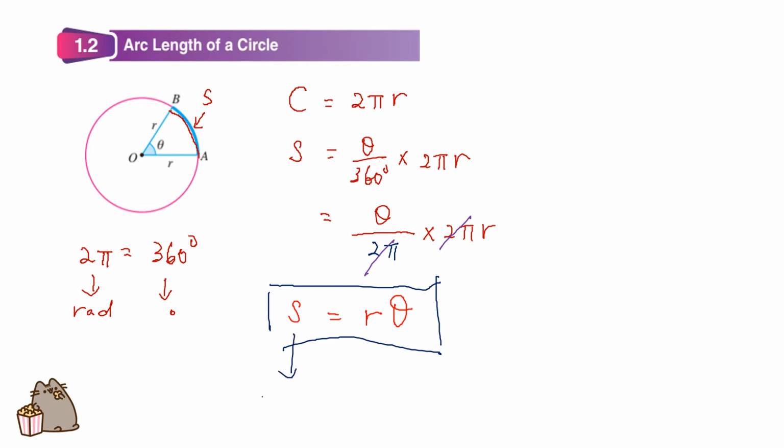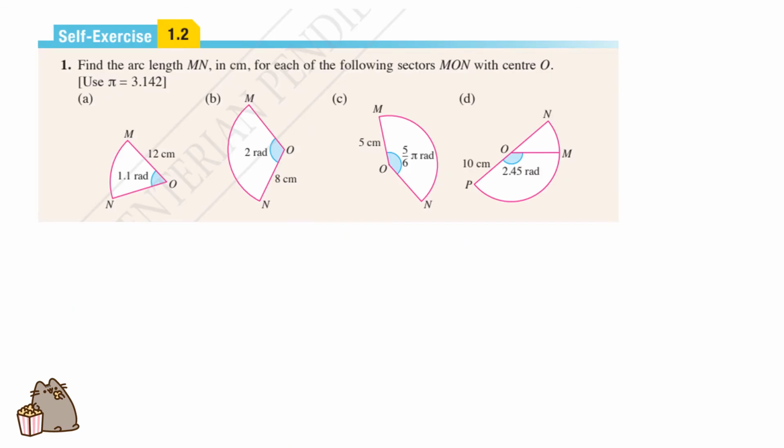So S is referring to the arc length, r is referring to the radius, and theta is referring to the angle, and it is in radian unit. Okay, we are going to solve the problem now. Number 1, find the arc length. Arc length here means S. So we have learned one symbol now. Number 1, we are going to find S with the formula S equals r theta, and theta is in radian. Make sure you change to radian if it is not given in radian. Now we want to find the arc length of MN with pi as 3.142.